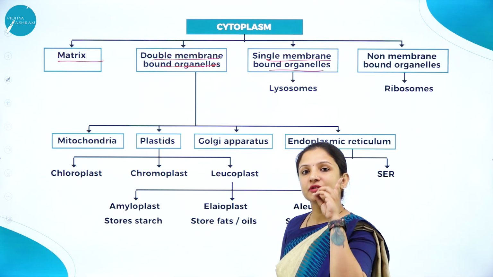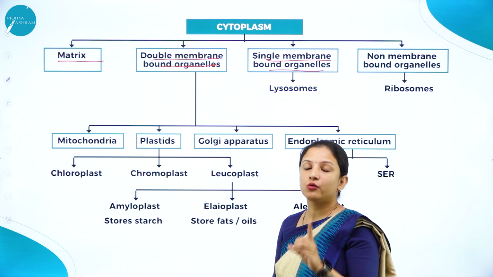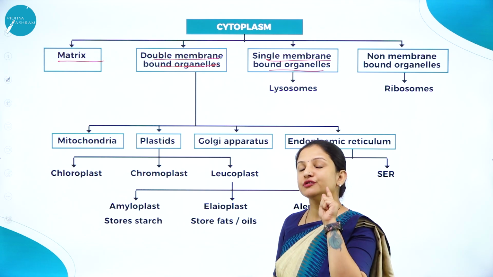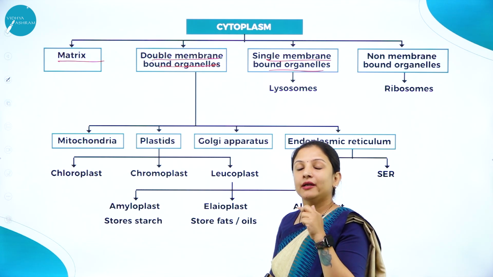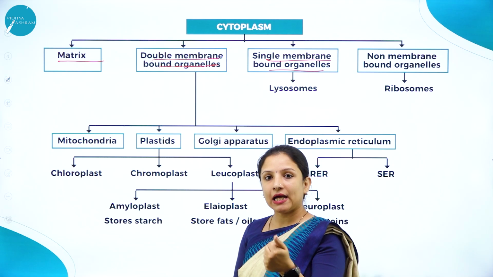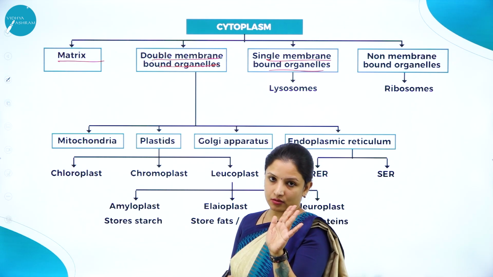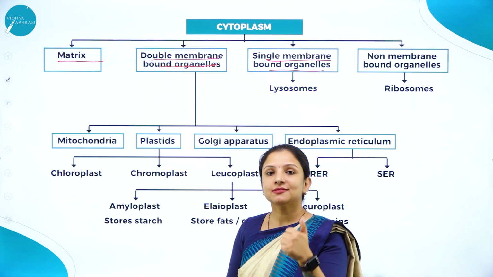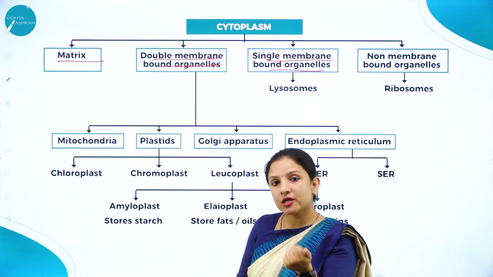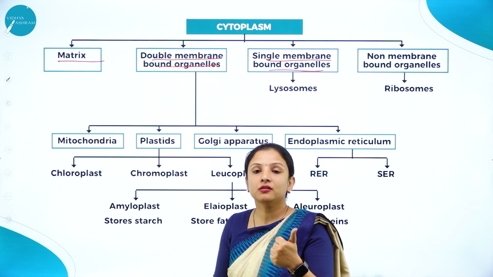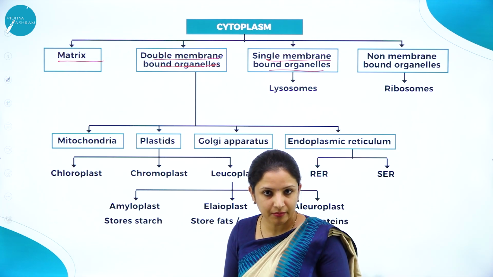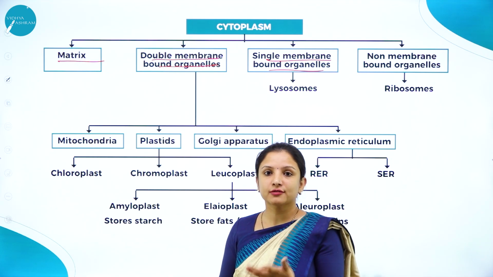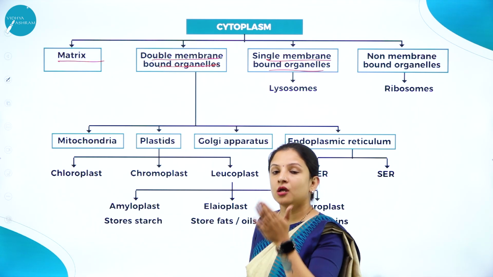Ribosome is the only non-membrane bound organelle present in the eukaryotic cell, because eukaryotes are distinguished from prokaryotes in two ways. First is the nucleus. Eukaryotes have a true nucleus, wherein the nucleus is covered by a nuclear membrane, whereas prokaryotes do not have a true nucleus, because the nucleus is not covered by a nuclear membrane.